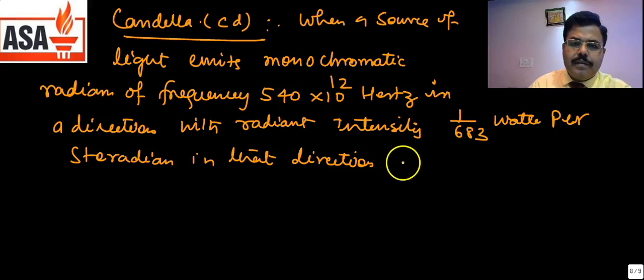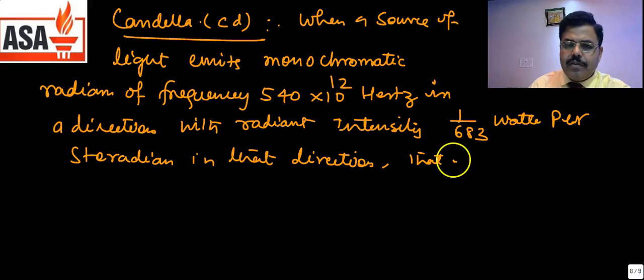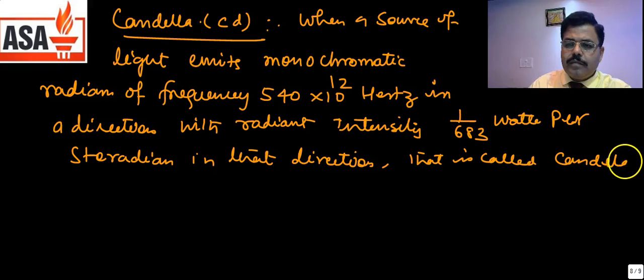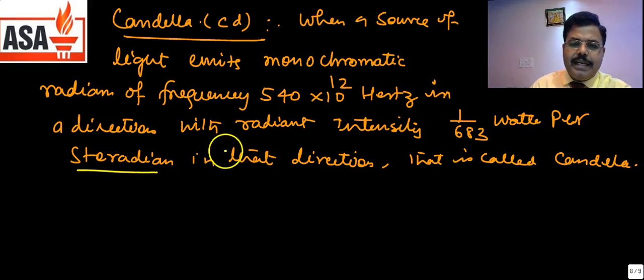Then that is called candela. Right. What is the meaning of this? What are the two terms which I think you are not able to understand? Steradian is what, and hertz is the unit of frequency. Everybody knows. Monochromatic light, that is light which emits in one direction. Monochromatic in a given direction means only one direction.